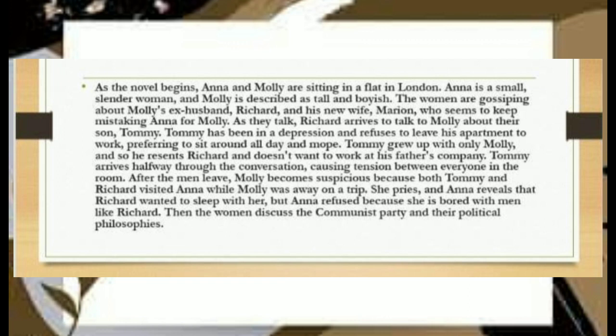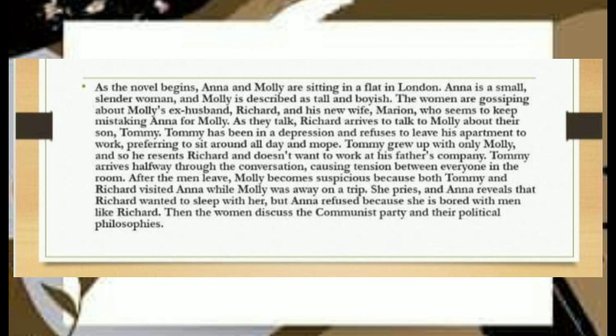Tommy has been in a depression and refuses to leave his apartment to work, preferring to sit around all day and mope. Tommy grew up with only Molly, and so he resents Richard and doesn't want to work at his father's company. Tommy arrives halfway through the conversation, causing tension between everyone in the room.